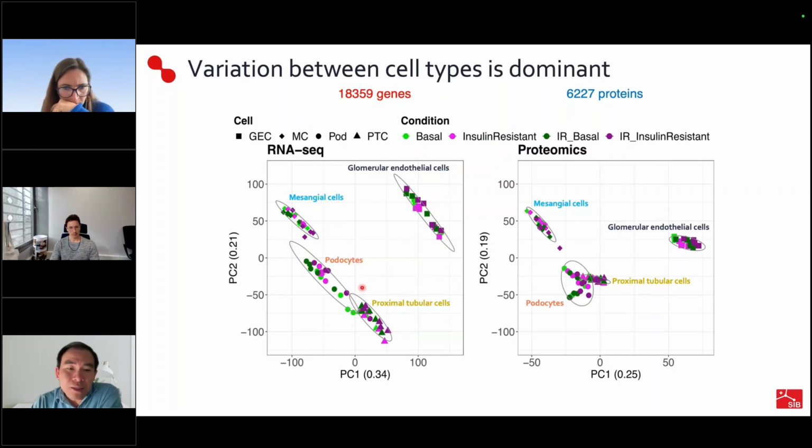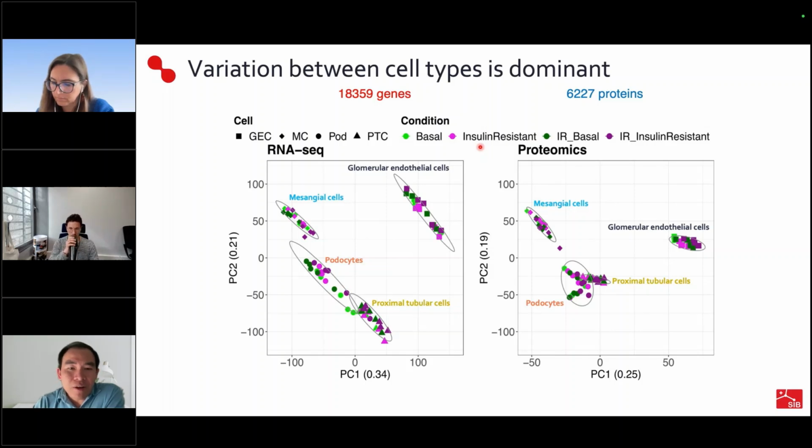Okay, so that's why we try to analyze the difference between these two conditions in each cell type separately, and later on we decide to use only the one with the insulin receptor, where we have a kind of reinforcement of the signal between the basal and the diabetic environment. Okay.